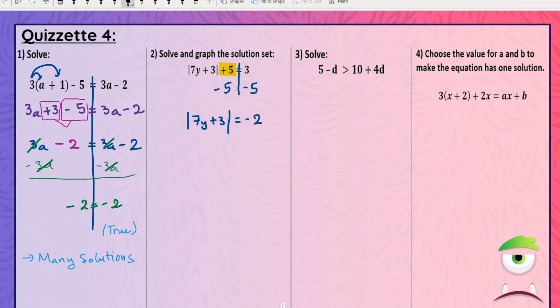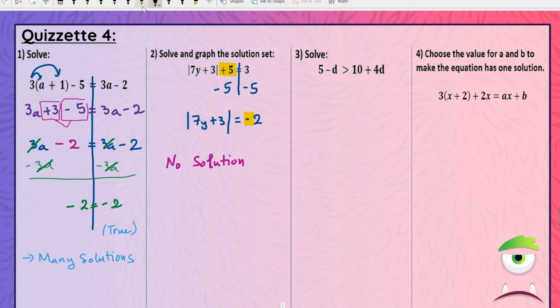Alright, so now we're going to break it down in two cases. However, absolute value represents the distance. In this case, we have absolute value equal to a negative number, equal to negative 2. So you cannot solve this because distance cannot be negative. The answer will be no solution. Alright, that's it for number 2.